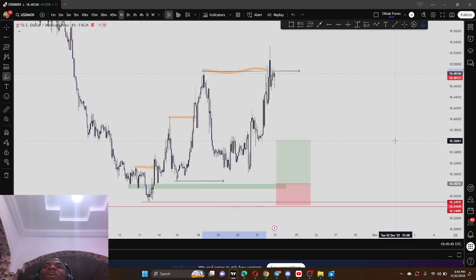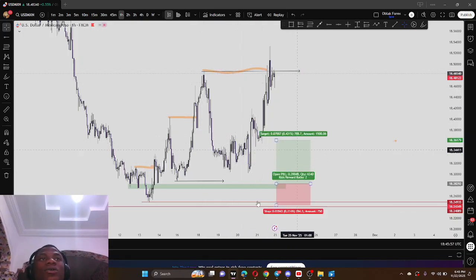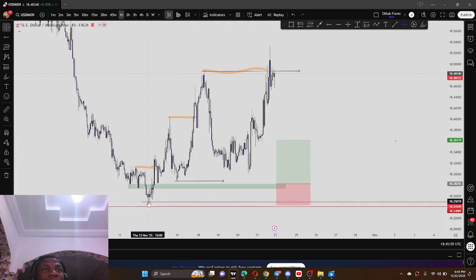And this setup is still valid for me because market is buying and I really want to follow the trend. I'm still not yet seeing anything here for me to say, okay, market has taken this high, I want to follow the trend and enter a buy here. No, I really want to wait patiently for this guy to take my trade.